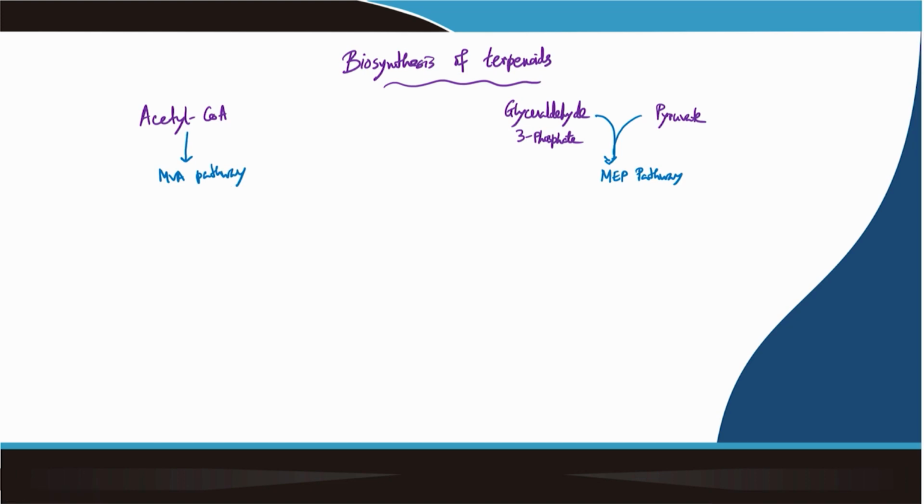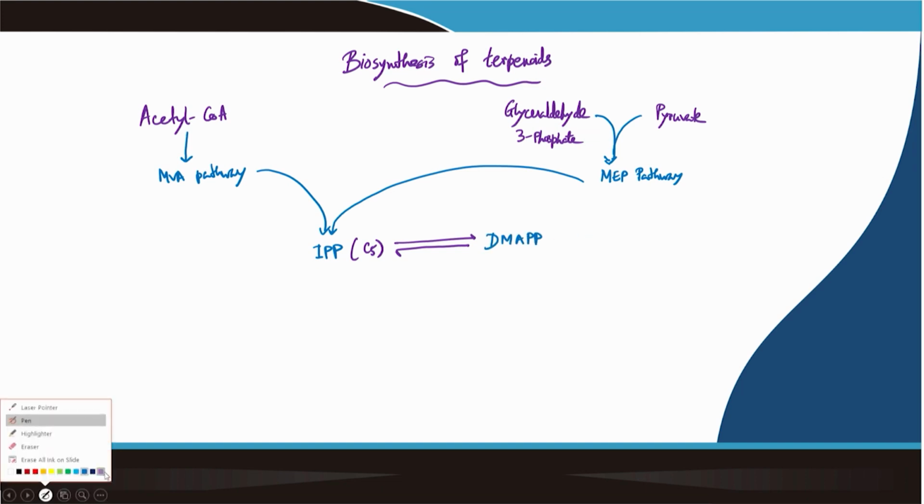Now, both these pathways contribute towards the formation of isopentenyl pyrophosphate, IPP, which is a 5 carbon compound, C5, and this can be converted into dimethylallyl pyrophosphate, that is also C5, and from here different molecules originate.